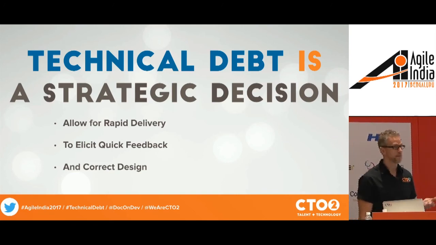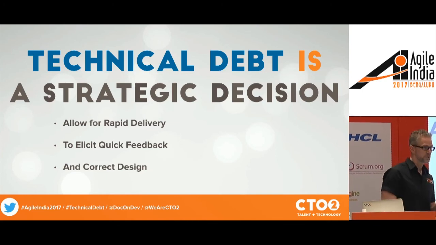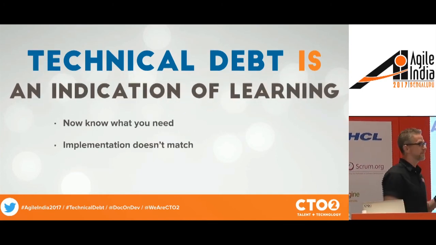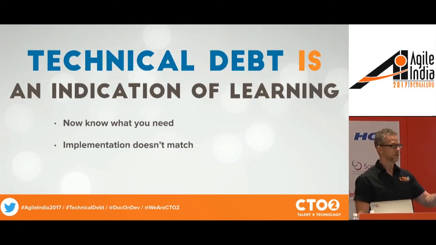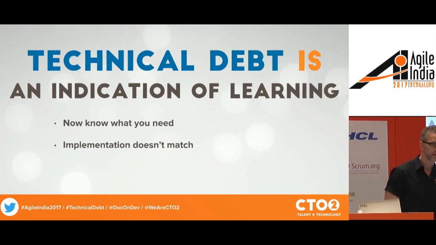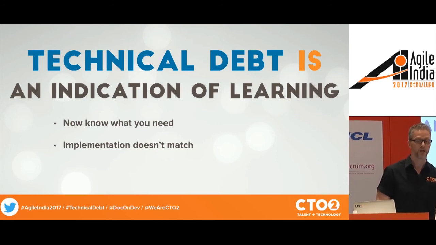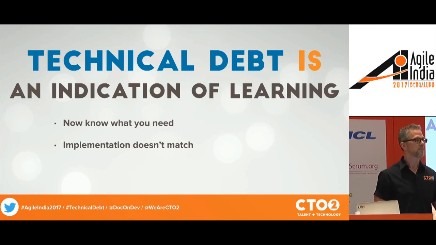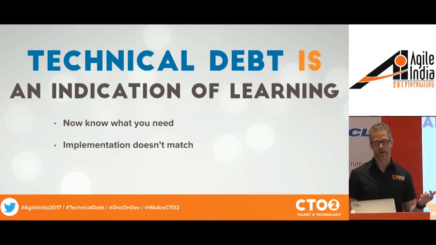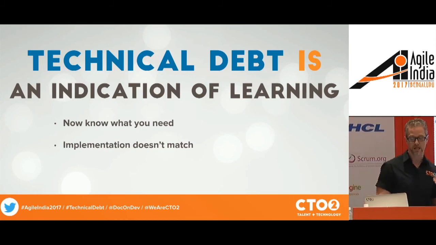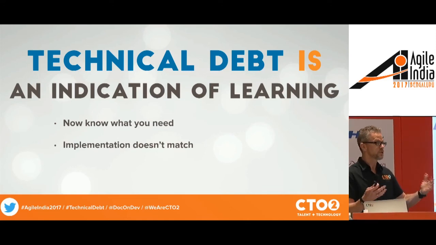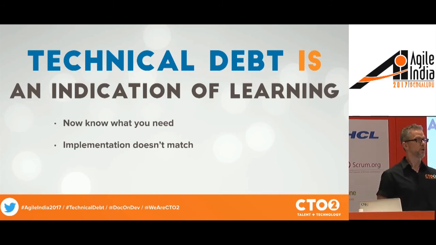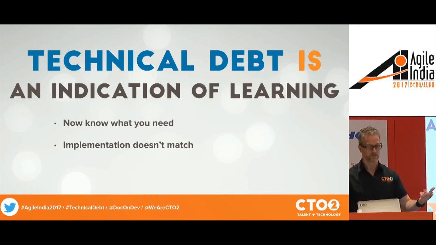Now, sometimes, rather than a strategic decision, technical debt can be an indication of learning. So in this case, we put something out into production. Of course, it's good quality, right? As best as we can do at the time with what we know. But we put it out there, and what we discovered was that it didn't quite meet the market need. It wasn't really what we wanted or what we needed. So now that we know what we need, our implementation doesn't match, and we have the opportunity to actually make that change. So we could do something deliberately, or it could be that we discovered it later, right?